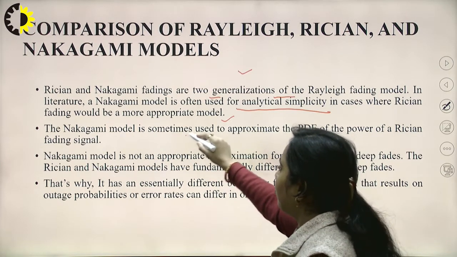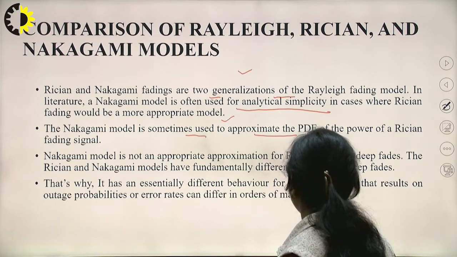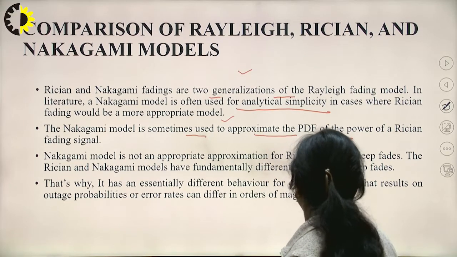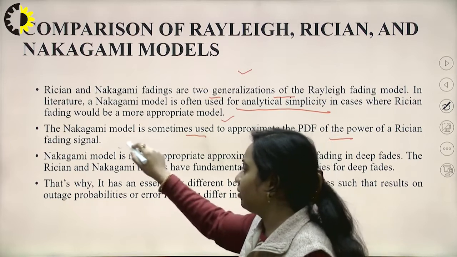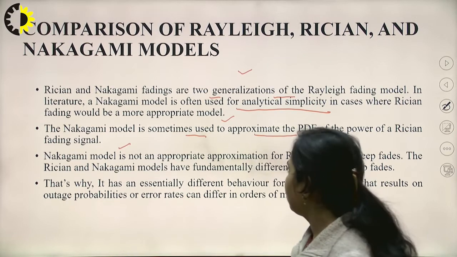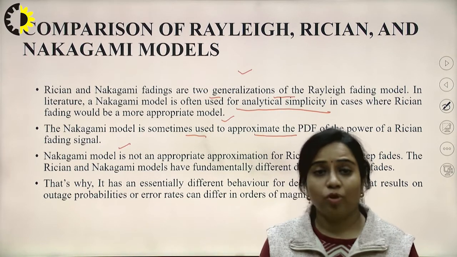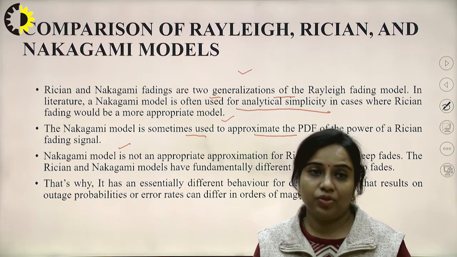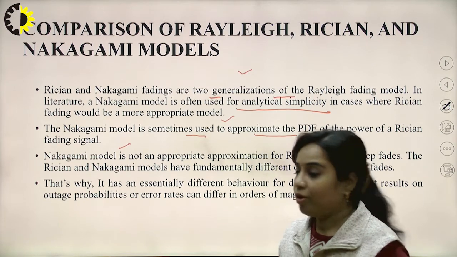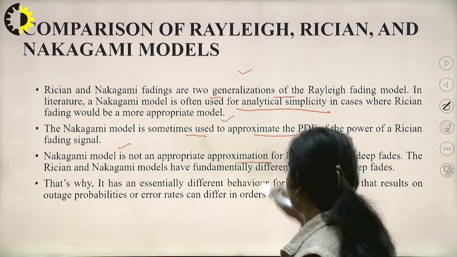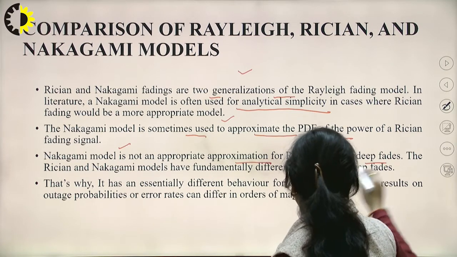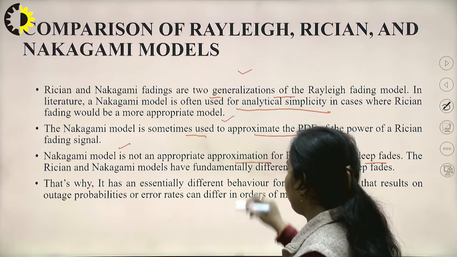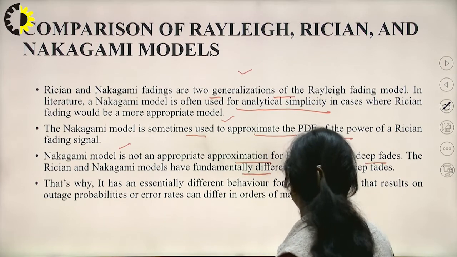So, the Nakagami model is sometimes used to approximate the PDF of the power of a Rician fading model. So, Nakagami is basically used to approximate the PDF of this Rician model. Now, the Nakagami model is not an appropriate approximation for Rician fading in the deep fades. The Rician and Nakagami models have fundamentally different densities for deep fades.